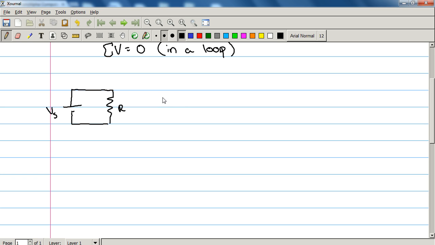Now, the goal of this is solving this circuit, solving everything about the circuit. The voltage drop across the resistor, the current through the resistor, the current delivered by the voltage supply, the power delivered and consumed by each component. We're going to be solving all of that without equivalent resistance.